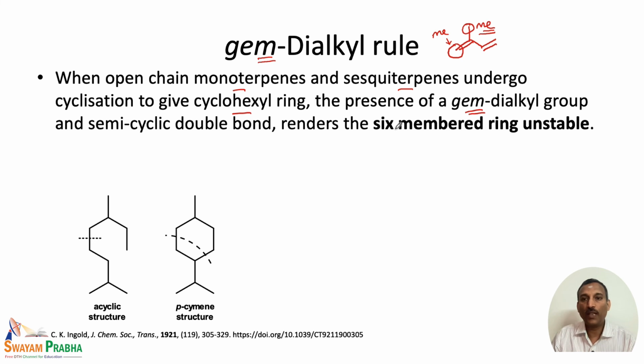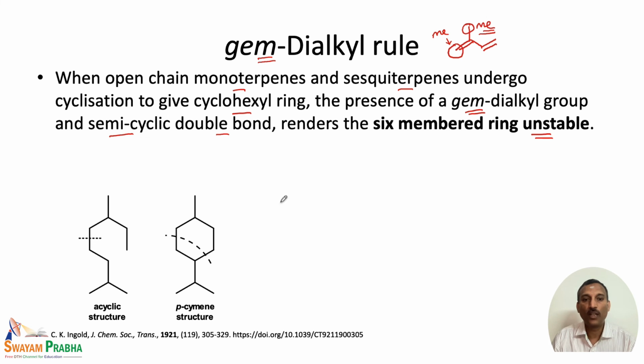If these gem-dimethyl groups are present within that cyclic system, that is going to make the ring unstable. In other words, the gem-dialkyl or gem-dimethyl groups render this 6-membered ring and the semicyclic double bond highly unstable.